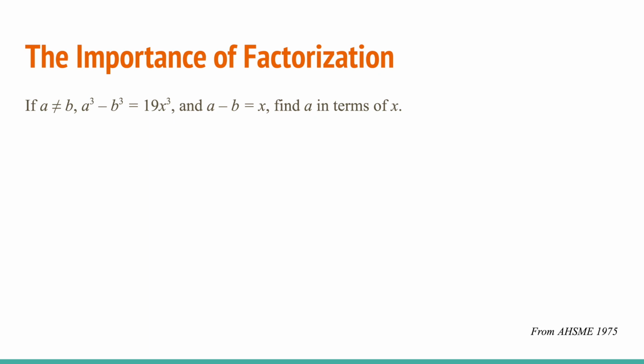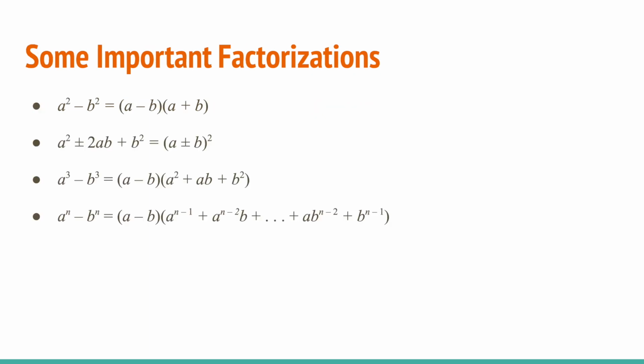If a is not equal to b, a cubed minus b cubed equals 19x cubed, and a minus b equals x, find a in terms of x. This problem looks like it may need a lot of substitution, but in fact, some quick factorization can solve this problem pretty quickly. Before we can continue with the problem, we need to know some important factorizations.